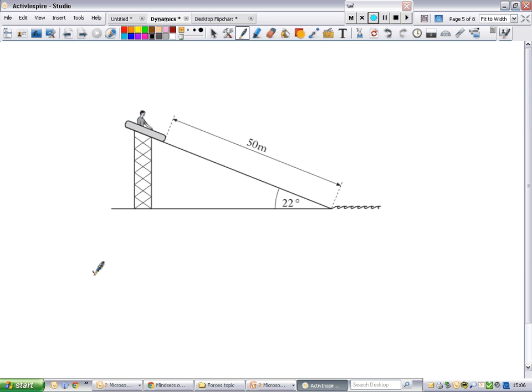Okay, next situation is forces acting down a slope, or it could be up a slope as well. So, forces acting on a slope.